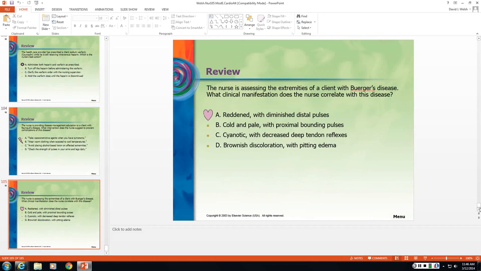Okay, the nurse is assessing the extremities of clients with Buerger's disease. What clinical manifestation does the nurse correlate with this disease? Would it be reddened with diminished distal pulses? Would it be cold and pale with a proximal bounding pulse? Would it be cyanotic with decreased deep tendon reflexes, or brownish discoloration with pitting edema? So if you chose reddened with diminished distal pulses, you were correct.